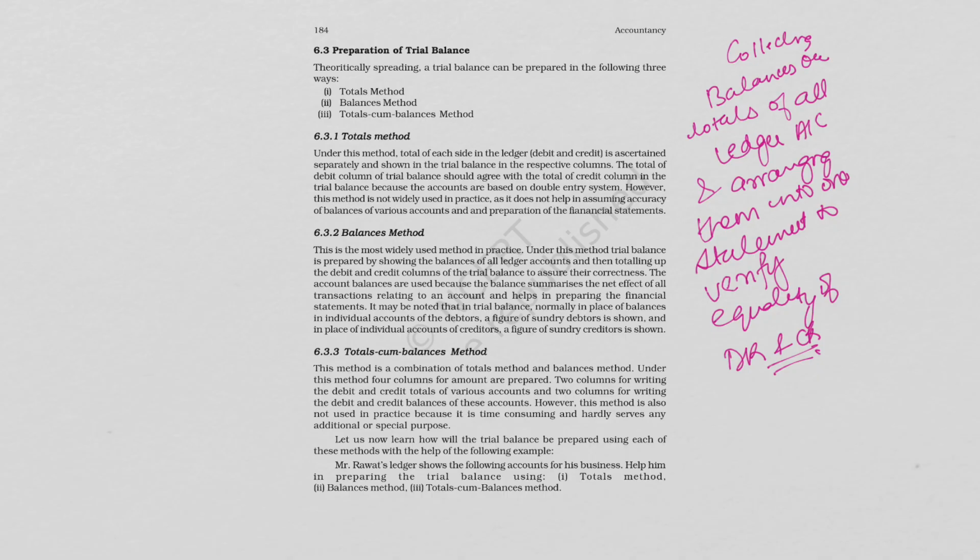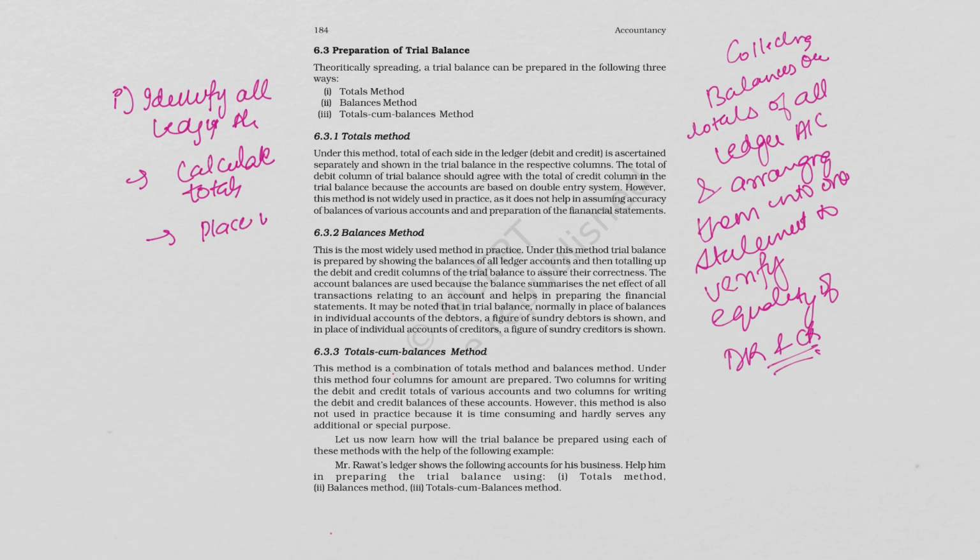So basically the steps are, first of all, we have to identify all the ledger accounts. Then we have to calculate the totals or the balances. Then we have to place them in the trial balance. Lastly, we have to check if debit equals credit. So this basically ensures that double entry accounting has been followed correctly.